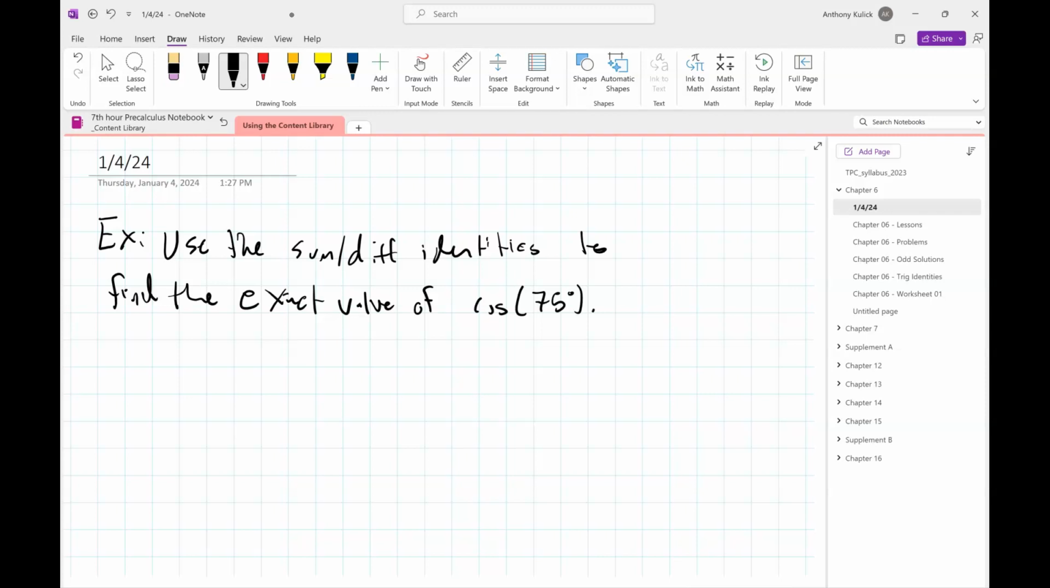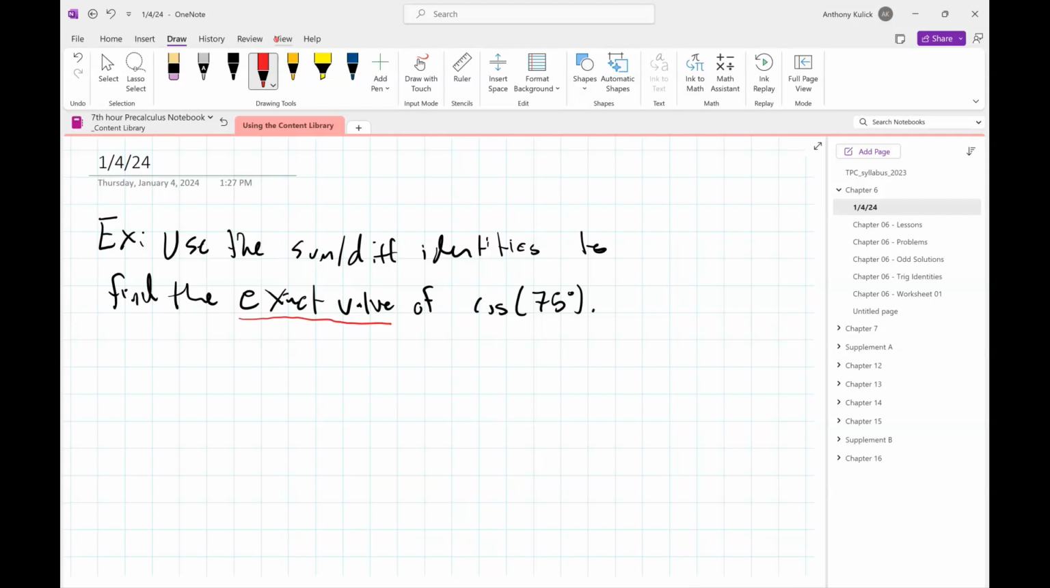So one of the kinds of problems I'm going to ask you to do are going to sound like this. It's going to tell you the identity I want you to use, so in this case, a sum or difference identity. And we're going to use that to find the exact value of cosine 75.